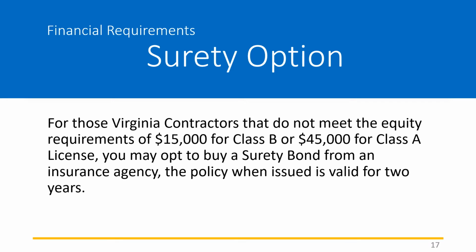Financial requirements. Surety option. For those Virginia contractors that do not meet the equity requirements of $15,000 for Class B or $45,000 for Class A license, you may opt to buy a surety bond from an insurance agency. The policy, when issued, is valid for 2 years.